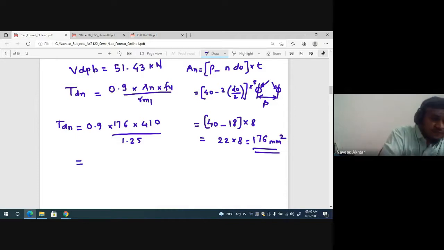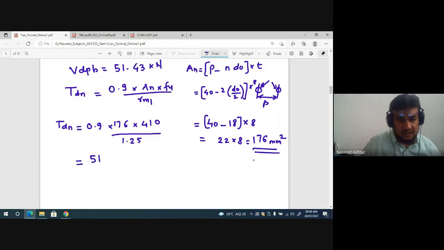The TDN will be now: I will write 0.9 into 176 into 410 divided by 1.25. It is coming 51955, so this is 51955 Newton. If I write in kilonewton, it is 51.95 or 96 kilonewton.